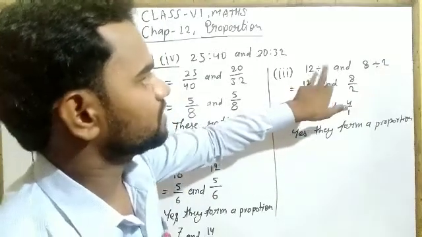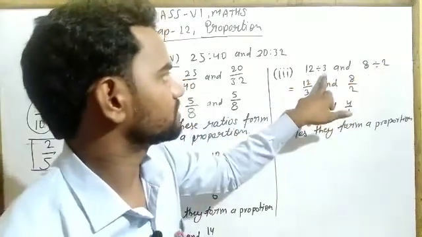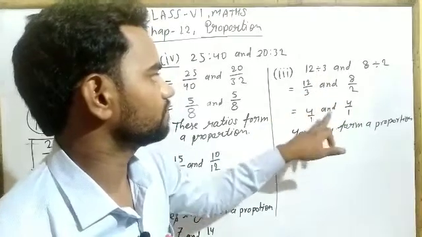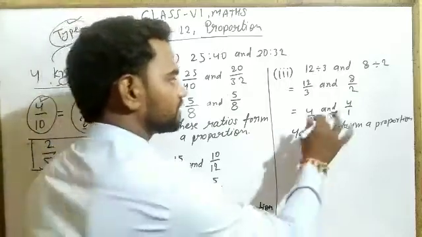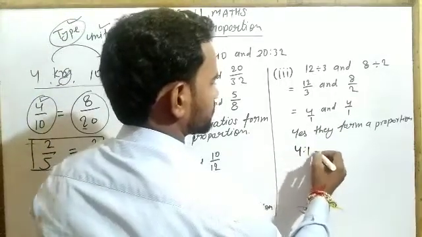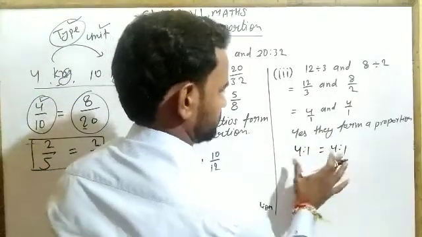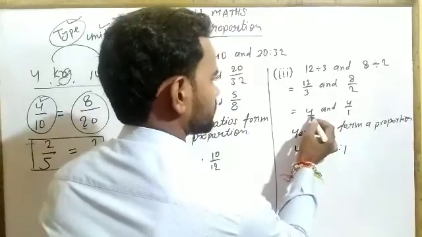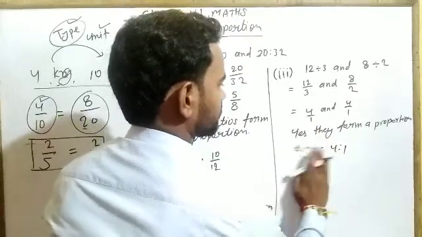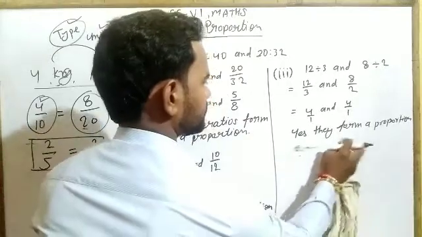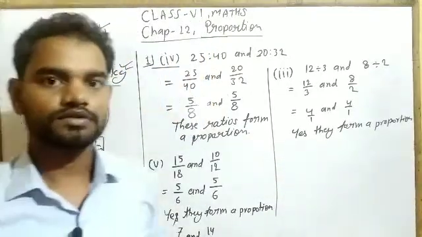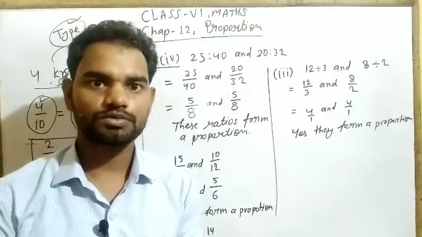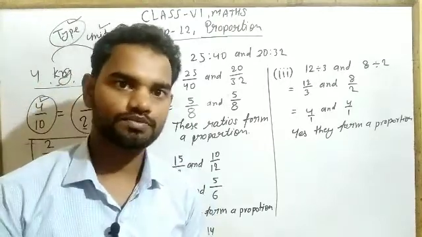This is 12 upon 3 and 8 upon 2. This will be cancelled: 3 fours are 12, so 4 upon 1 and 4 upon 1. Both the ratios are equal. It means this can be written in this form also, 4 ratio 1 equals 4 ratio 1, because this division refers to proportion. I hope you have understood this. So in this 12th chapter, we have to study about the proportion. This is the complete definition of proportion.